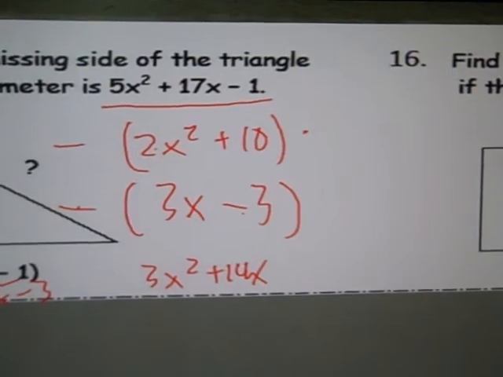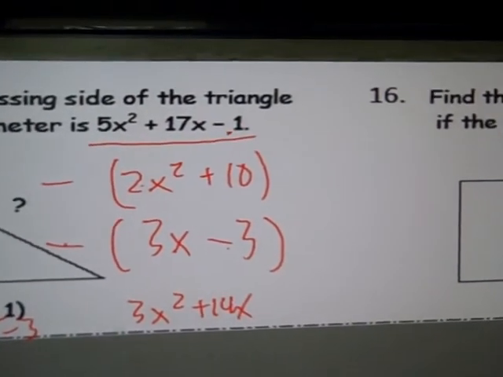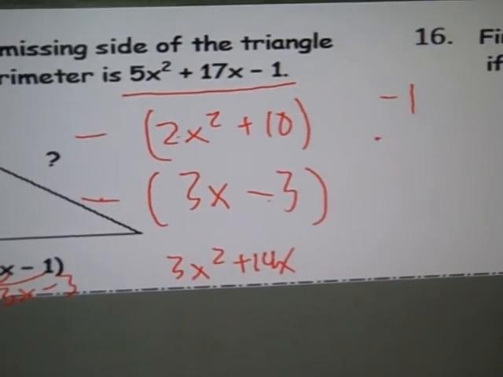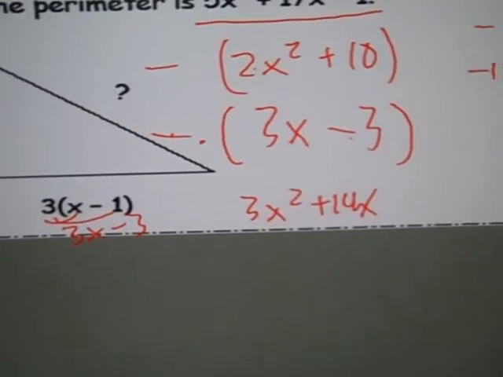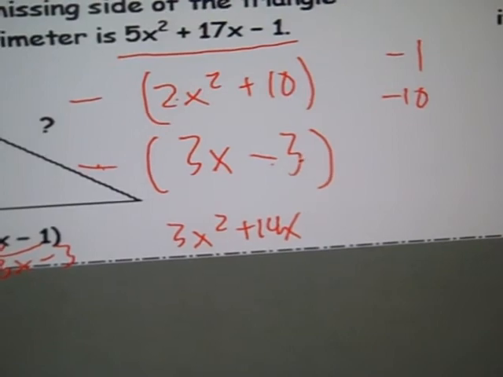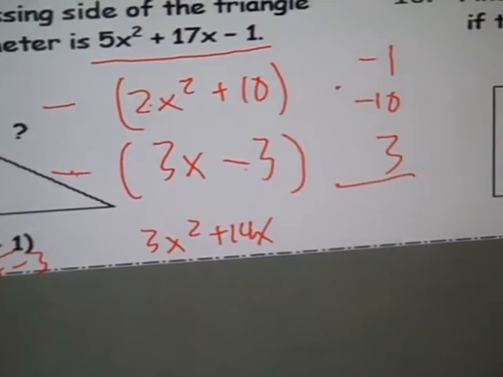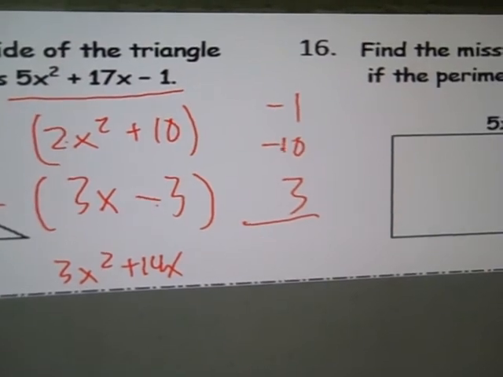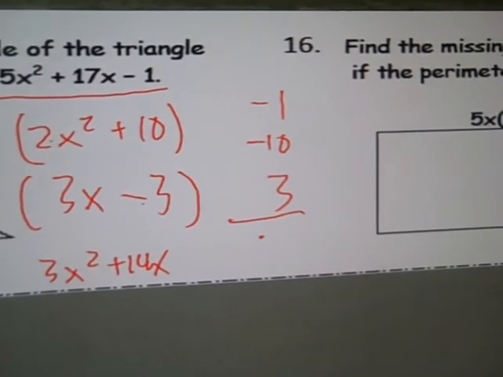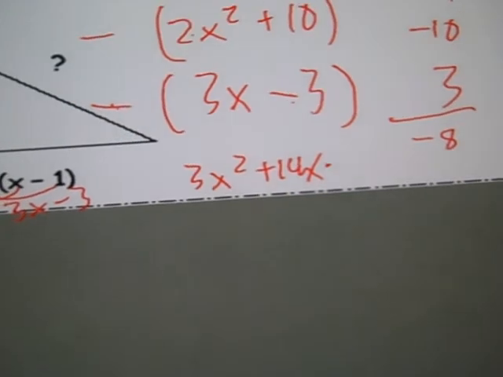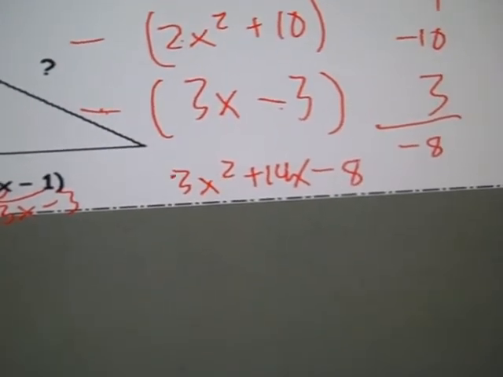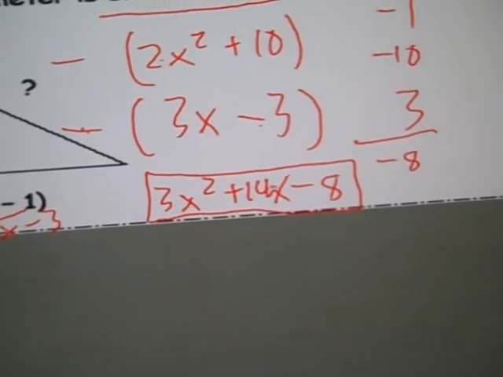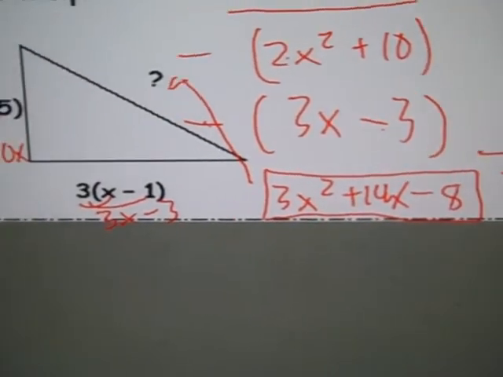If I keep track, let's just do the number terms. The top one has negative 1. The middle one, not the bottom, has negative 10. And the bottom has negative 3. That's positive 3. Add these up and I get negative 1, negative 10, 3. That should give me negative 11, 3. Negative 11 plus 3 is negative 8. Put that here at the end of my answer and I get 3x squared plus 14x minus 8 is this missing side.